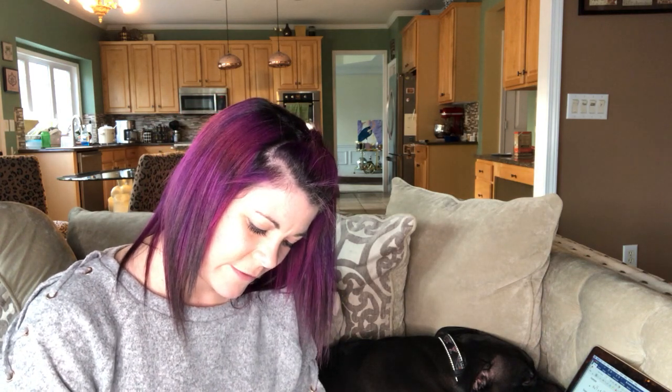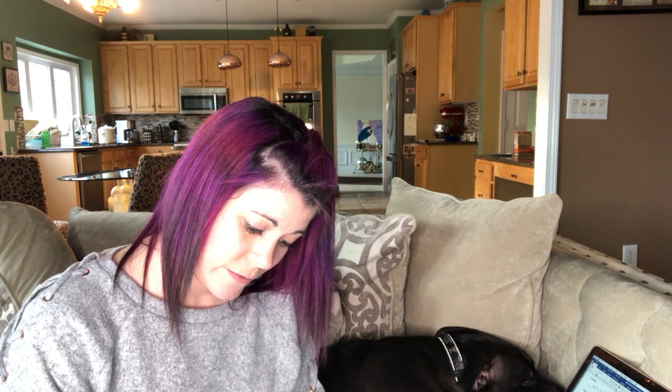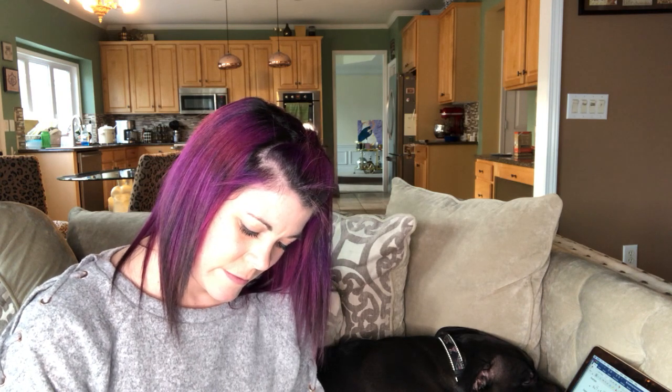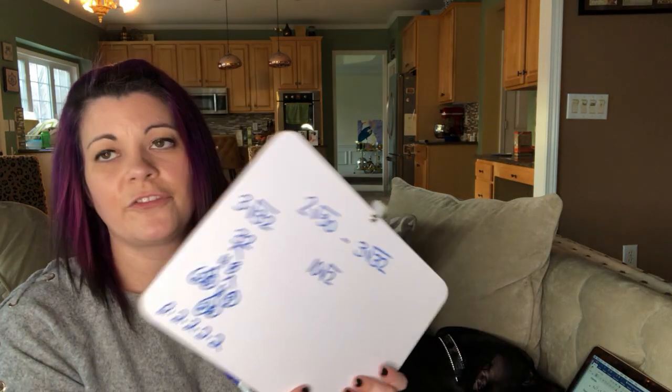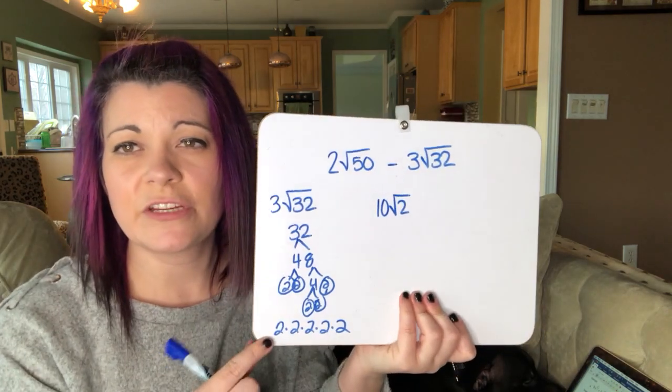I'm going to find the prime factorization of 32. And I see that it is 2 times 2 times 2 times 2 times 2. So this is the prime factorization of 32.